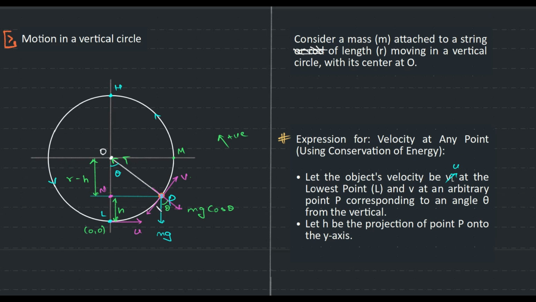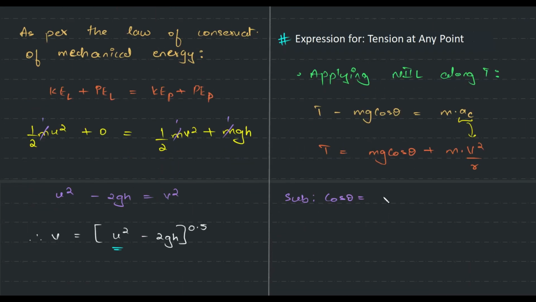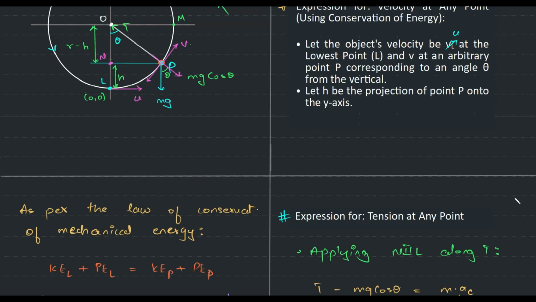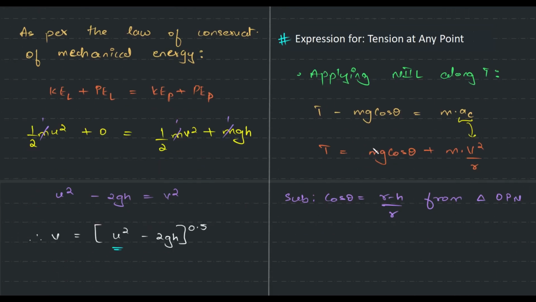So I was looking at the cos theta expression. I can get it from the triangle ONP. So cos theta is adjacent by hypotenuse. Hypotenuse is length r. So basically r minus h by r, from triangle OPN. So we need to substitute this and we have an expression.